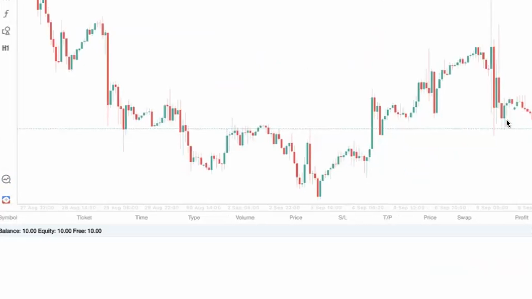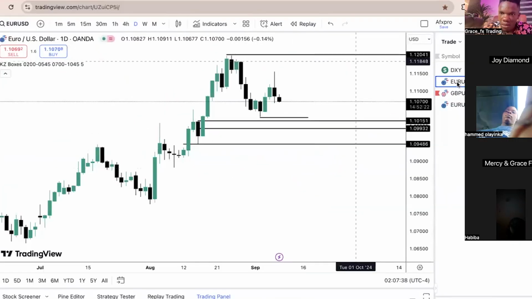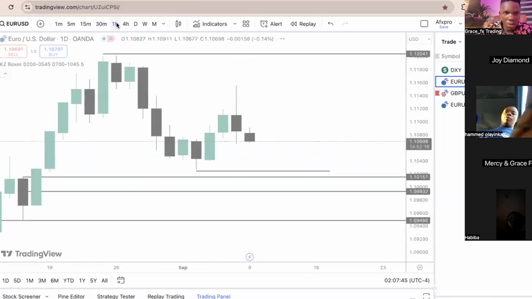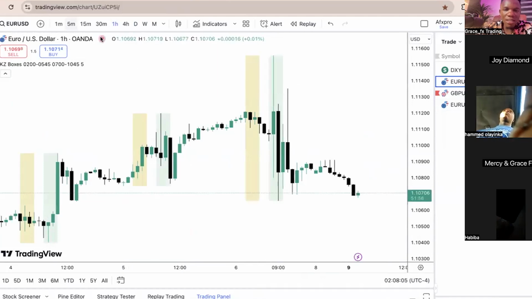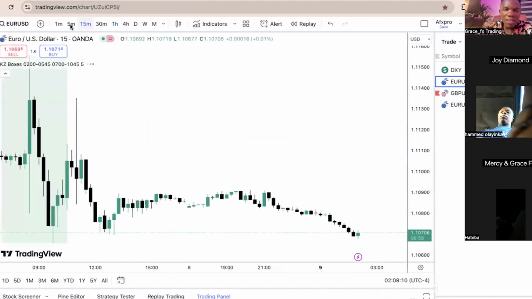Hold on. It's like something is happening here on Euro US dollar. Let me go back to TradingView. Let's analyze this back and see. But the original direction for today is bullish on Euro USD. This is where price is. Let me go to the 1 hour time frame. It's still bullish. Let's go to the 15 minutes time frame and see what's going on there. It's still bullish. So there's hope.